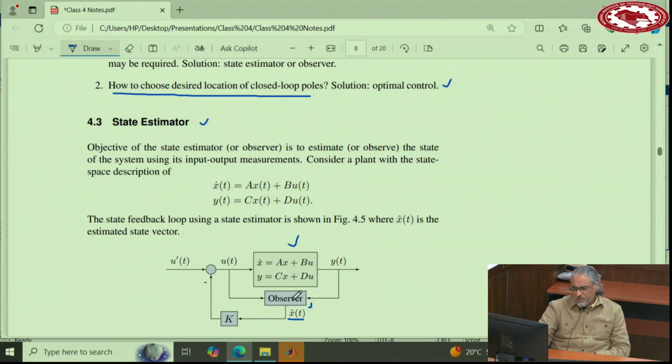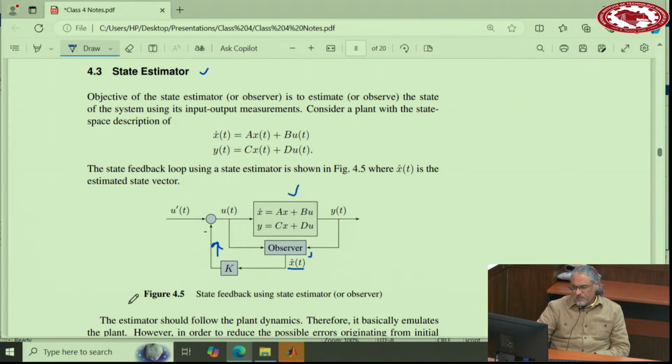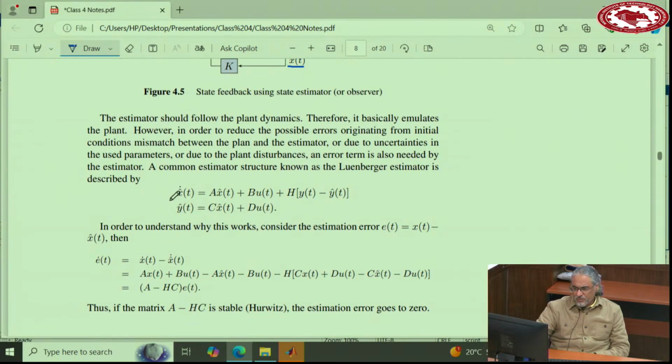And if it estimates, then I can use this estimated state as the feedback. See here? Okay, let's see how we can design a state estimator. Obviously, if you want this estimator to have a good performance, this estimator should mimic the plant, should follow the plant. So why not put all the equations of the plant in the estimator? Okay, let's do it. So in the estimator, what we do, we put the equations of the plant.